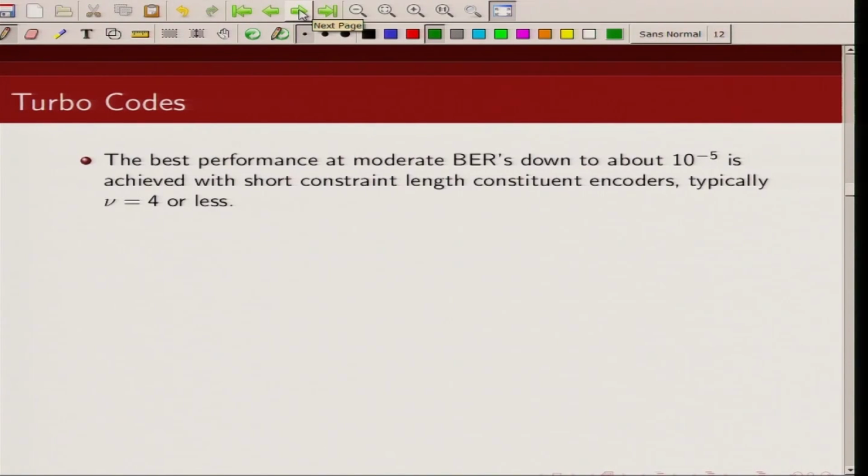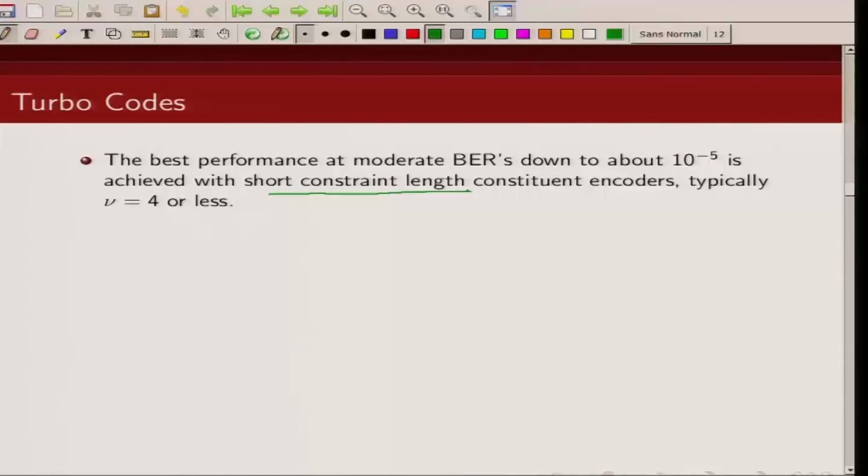So, typically the convolutional constituent encoders that give good performance are the ones which have short constraint length, typically 3, 4, like memory 3, memory 4. These are the ones that give good performance. If we use a stronger code with memory 5, 6, then typically the performance in the waterfall region is not good.